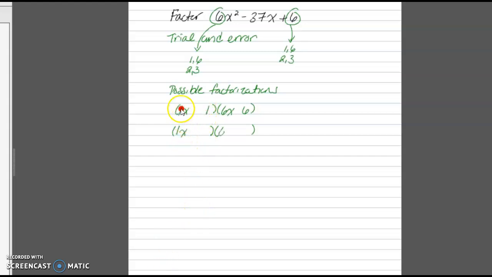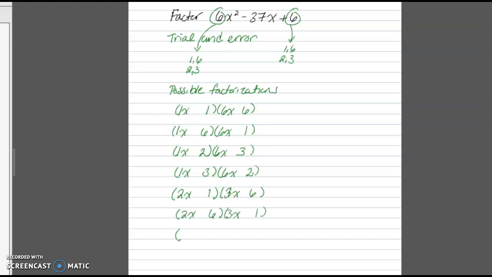All right, so I could put the 1x with a 1 here, and then the 6x with the 6 here. And right now I'm just listing all the combinations. I'm not going to check if they work yet. Let me fast forward this a little bit so you could see all the different combinations. I'm writing all the combinations that I can possibly put down using the factors of 1 and 6 and 2 and 3.